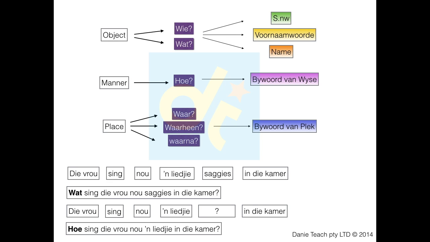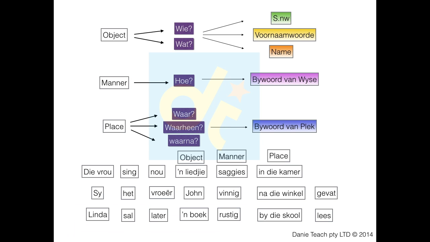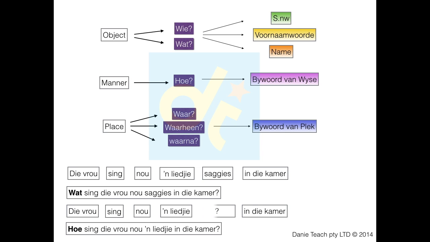And then the next question, who sing die vrou nou 'n liedjie in die kamer? And you will find here that who is connected with the manner in your sentence structure. So the adverb of manner you go find, and hopefully you've spotted it, and the answer is saggies.